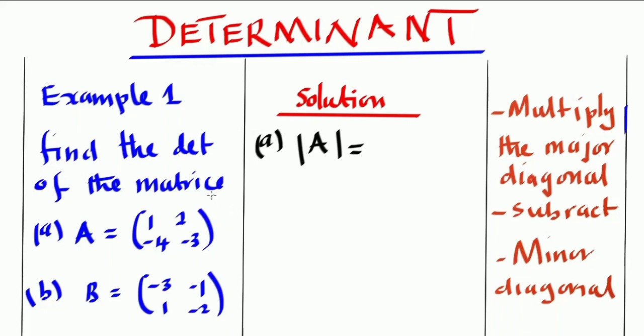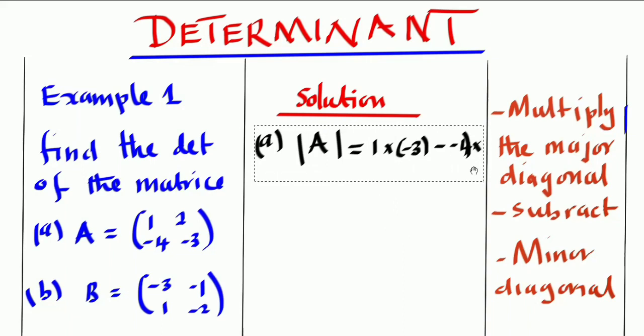According to the introduction that we did, we first multiply the major diagonal. That would be 1 times negative what? -3. And then we say minus -4 times, I'm running out of space, so this negative must be in brackets. Let me just write it properly. I'm running out of space.